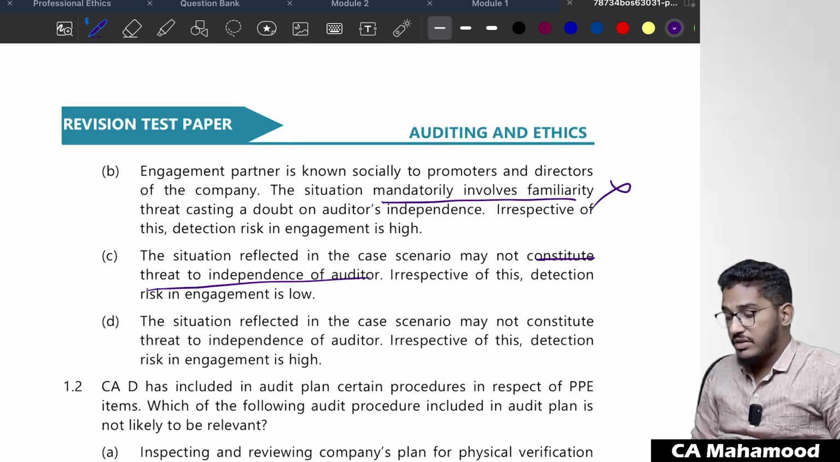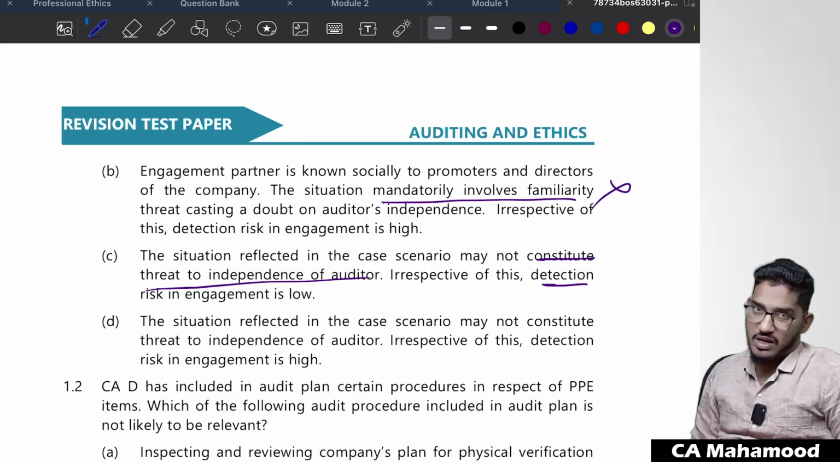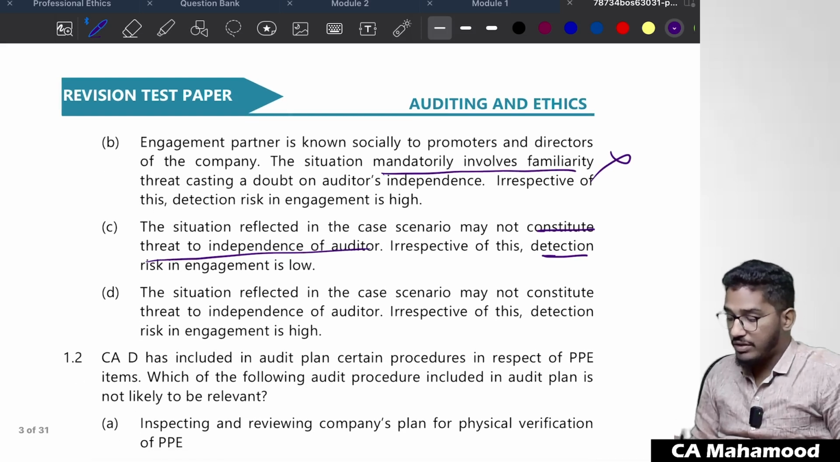Irrespective of this, detection risk in the engagement is low. No, detection risk is high here. So it will not constitute a threat to independence. Yes, it is half correct, but they are telling detection risk will be low. Why? Because there are more chances of happening of misstatement here. So detection risk is also going to be higher.